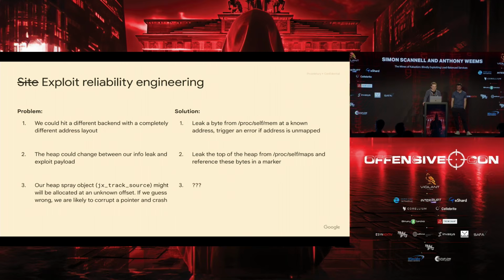Then the last challenge is the heap spray. With JX track source, we've got this huge array. It's a really nice primitive, but it'll be allocated at some unknown offset. And it's 696 bytes long, so we have a 1 in 696 chance.